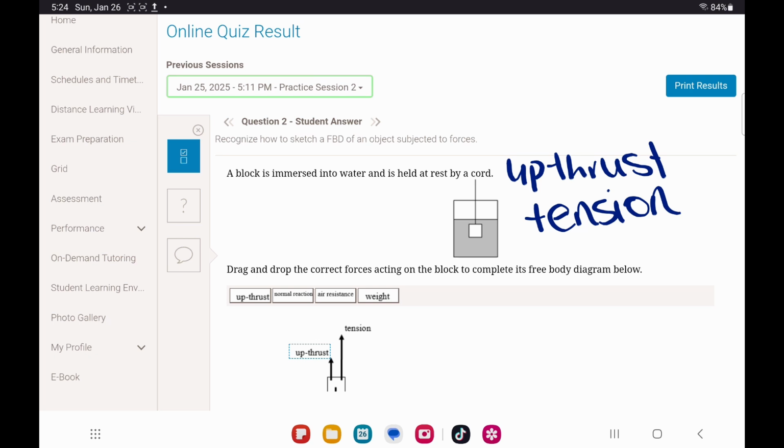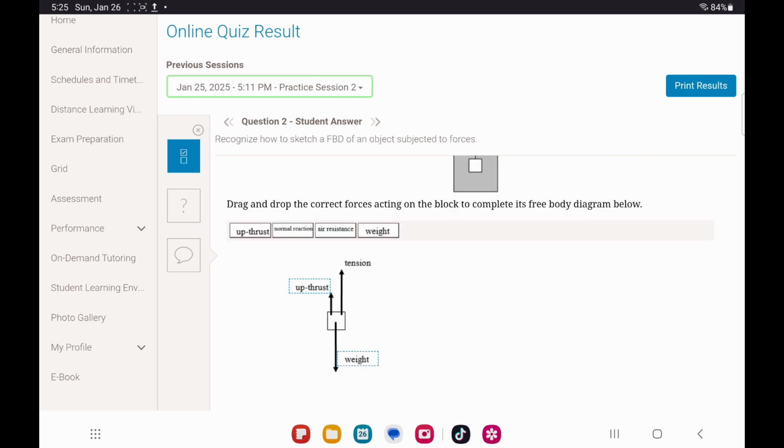Okay, now what pulls the object or the block down? It's weight. Okay, so now let's fill in the table. They already give you tension. We know that weight goes down and normal push goes up, so normal reaction is already cancelled because nothing's going up, so it's weight. And then upthrust was one of them, so we put upthrust. Now, why is air resistance not one of them? Air resistance only deals with air, okay? So that's why it's not one of them, because we don't have air here. We only have liquids.